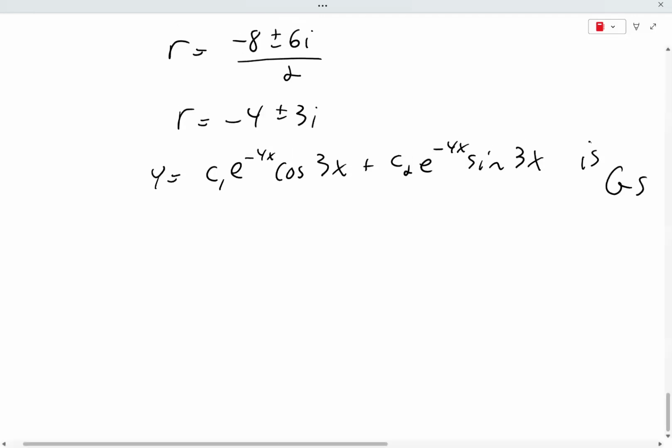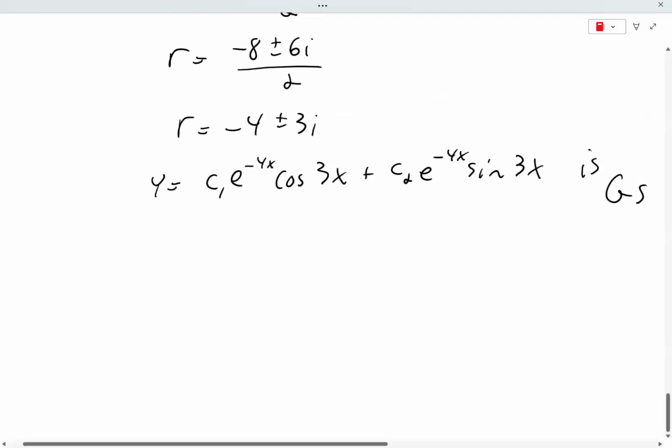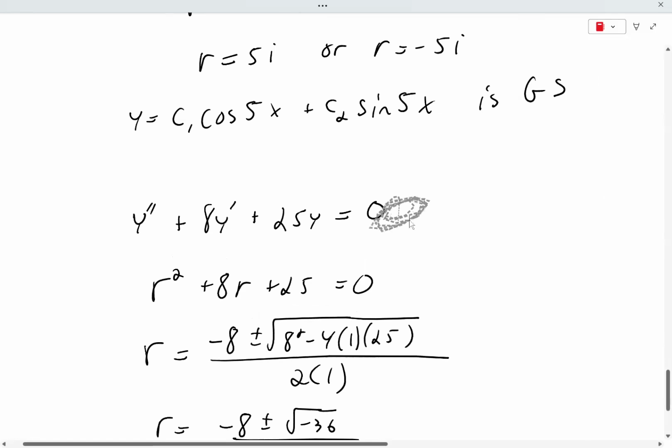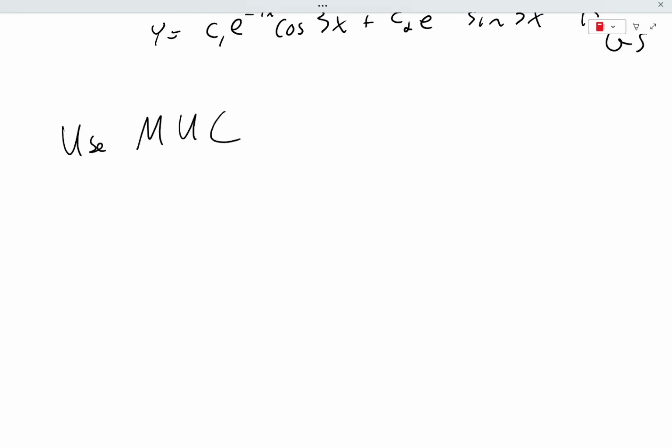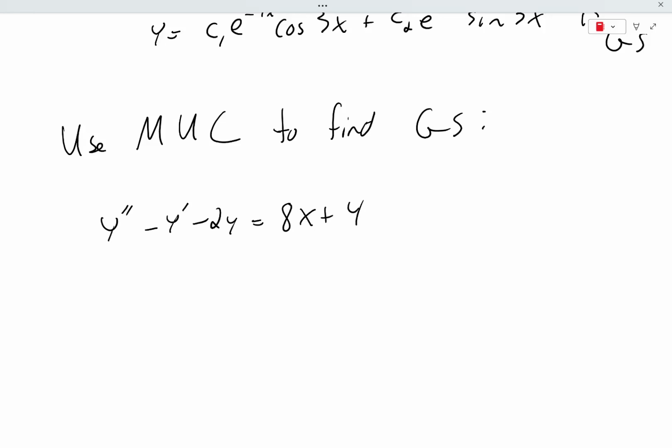Next thing is, now we're going to look at things where you have something besides 0 over here, right? So like some function of x over here. Okay, so let's say now use the method of undetermined coefficients to find the general solution. Maybe something like this. I'll do a few of these. So y double prime minus y prime minus 2y equals 8x plus 4.